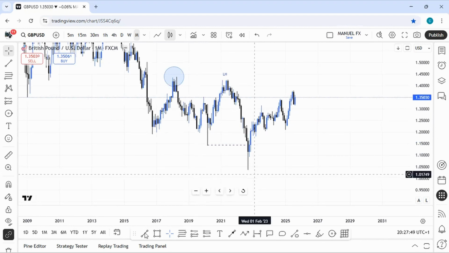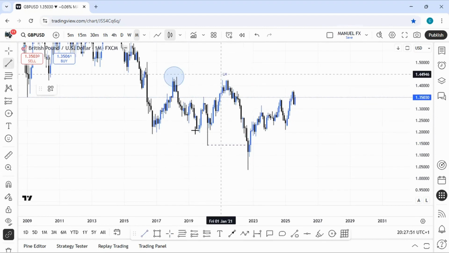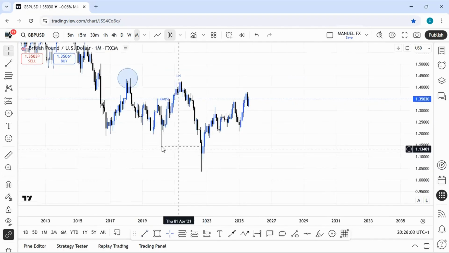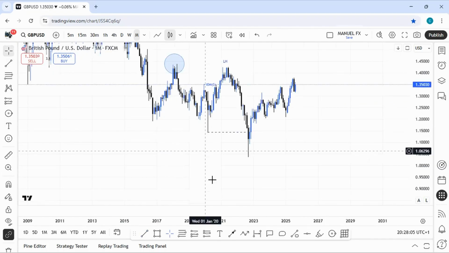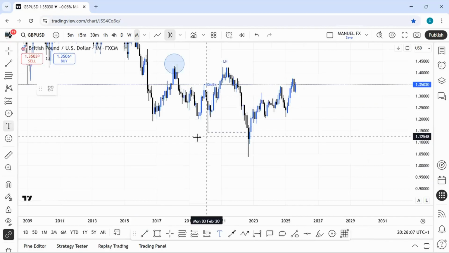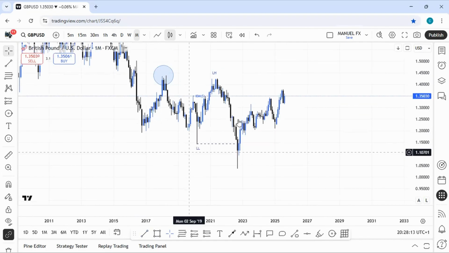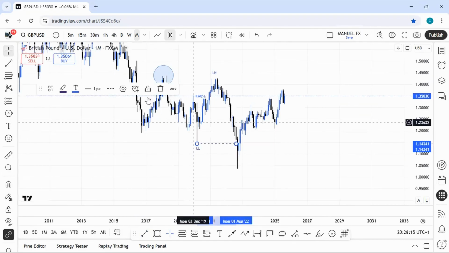So if this is our lower high, we can call this level here our inducement. And then we can call here our lower low. Then since price broke, we call it a break of structure.